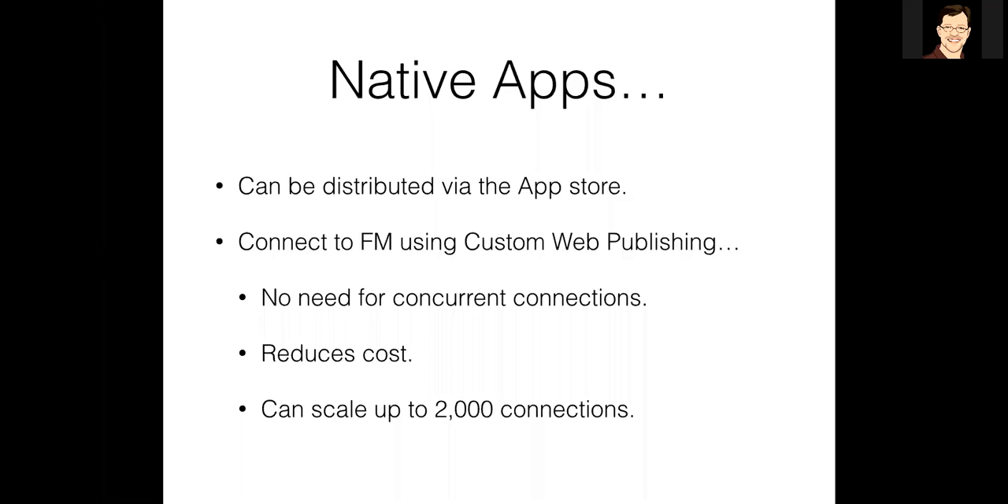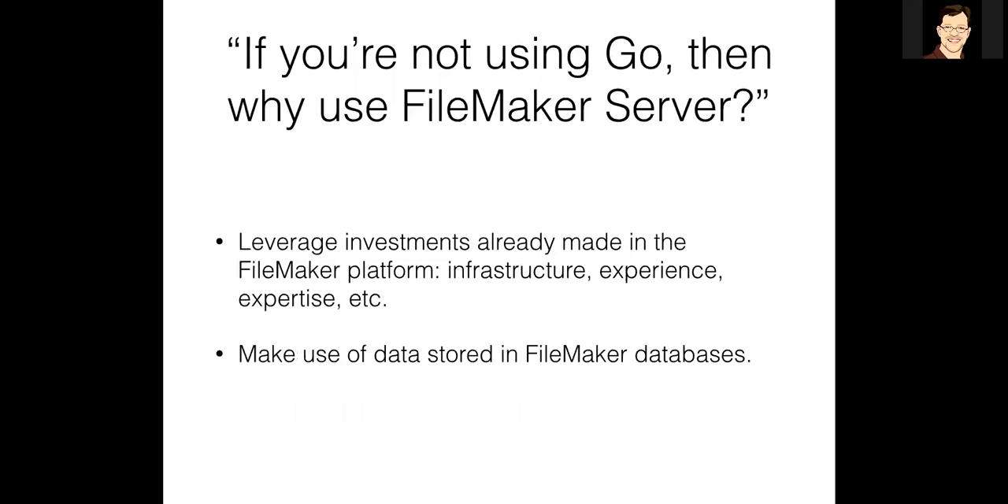This reduces the cost, obviously, and then it also allows you to scale up. So you can scale up to, in theory, 2,000 simultaneous connections. So, again, I think native apps address the concerns that we have with Go. Then that leads to the question, well, if you're not using Go, then why bother using FileMaker Server as your backend database?